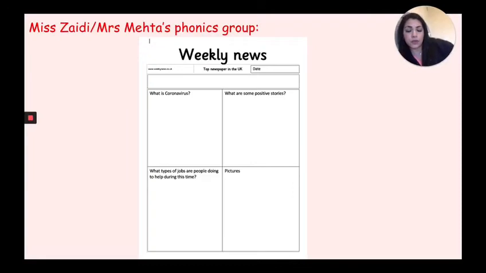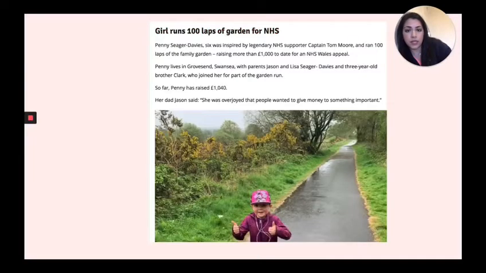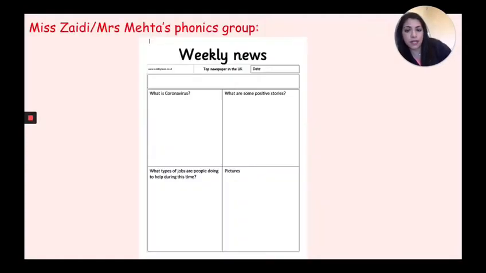Okay, so what we're going to be doing, Year 1, is making our own newspaper reports about the coronavirus. If you're in my phonics group or Mrs. Mehta's phonics group, I've put a template up that looks like this on the Grange website. You can download it, print it, and make your newspaper report on here.